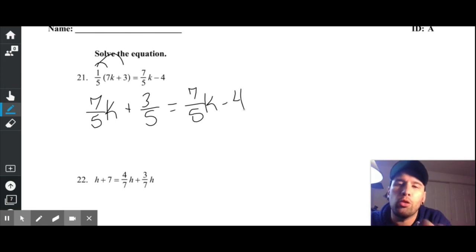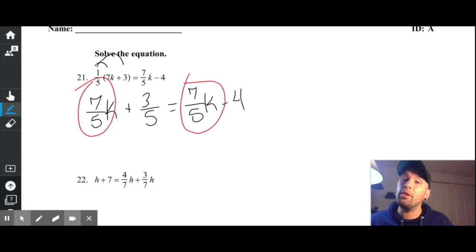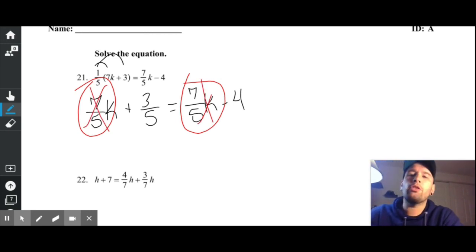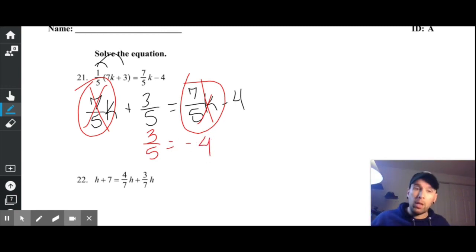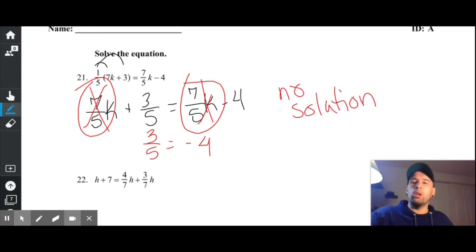Now, this problem looked awful to start out. But now what I see is on the left, I have 7/5 k, and on the right, I have the same thing, which means they cross out. On the left side, I can bring down a 3/5, and on the right side, I bring a negative 4. Now, in a previous problem, when all of my variables disappear, if I have something on the left that's not exactly the same as something on the right, I am left with no solution. That's going to be my answer. No solution. No answer will work. Nothing.